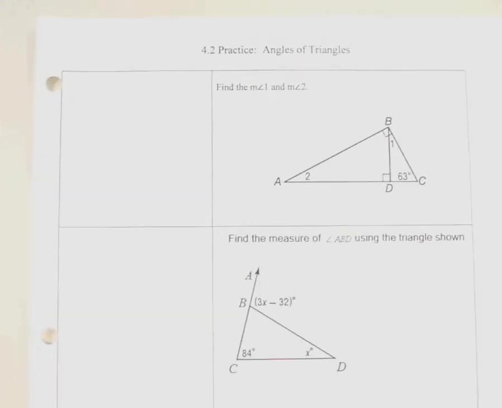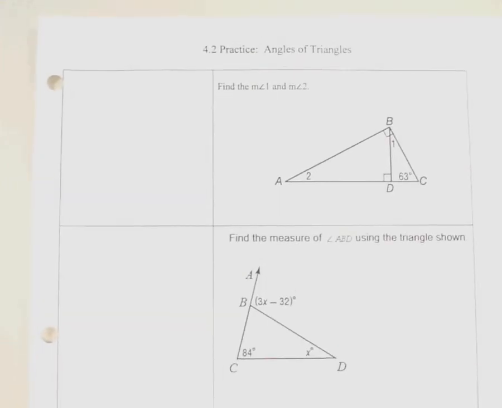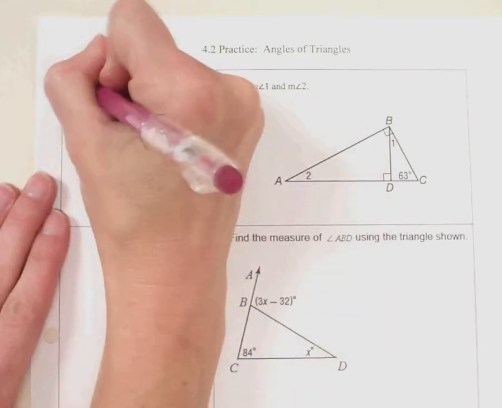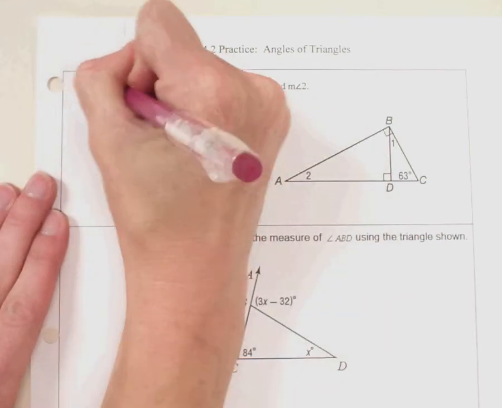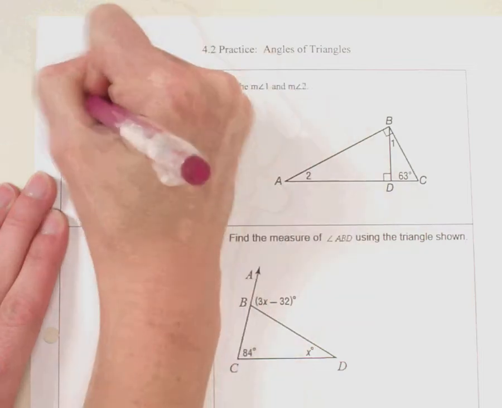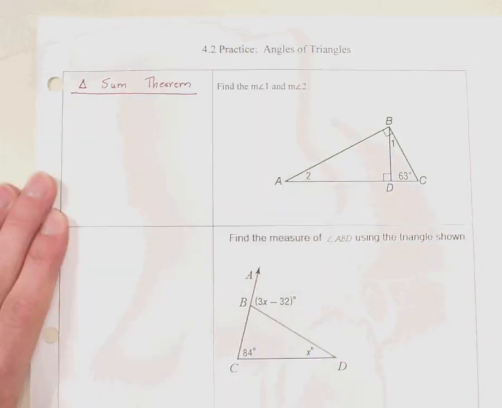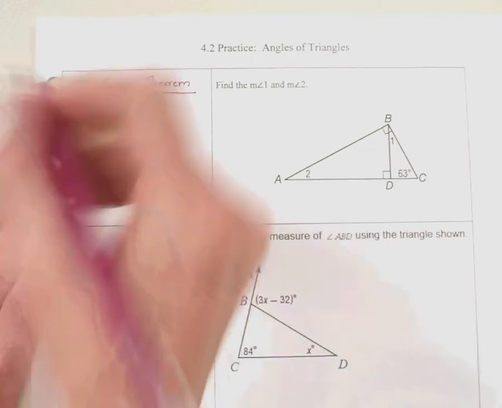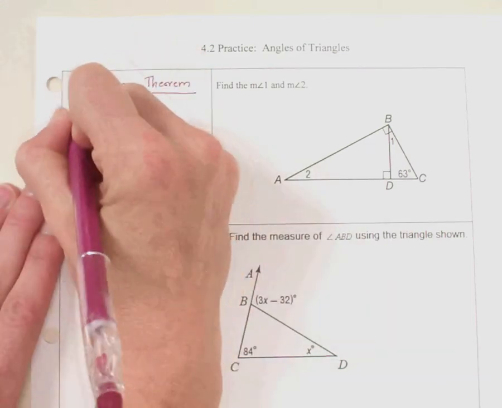Example number 1. Example number 1 says find the measure of angle 1 and angle 2. For this problem, we are going to use the triangle sum theorem. So I'm going to put that out to the side. As a reminder, the triangle sum theorem says the sum of the measures of the angles of a triangle is 180 degrees.